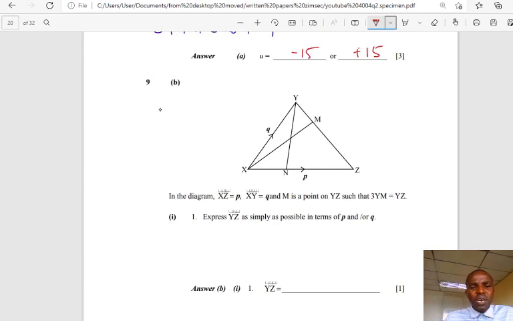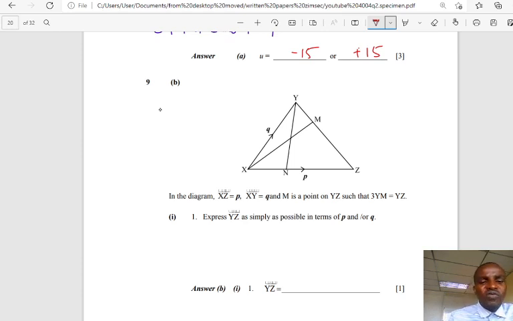In the diagram, XZ is equal to p, XY is equal to q is given. Reading the statements when it comes to vectors is very, very crucial. It's important. And M is the point on YZ such that 3YM is equal to YZ, which means 3 times YM is YZ. Then express YZ as simply as possible in terms of p and or q. P and or q means they can be p only, or q only, or both p and q.